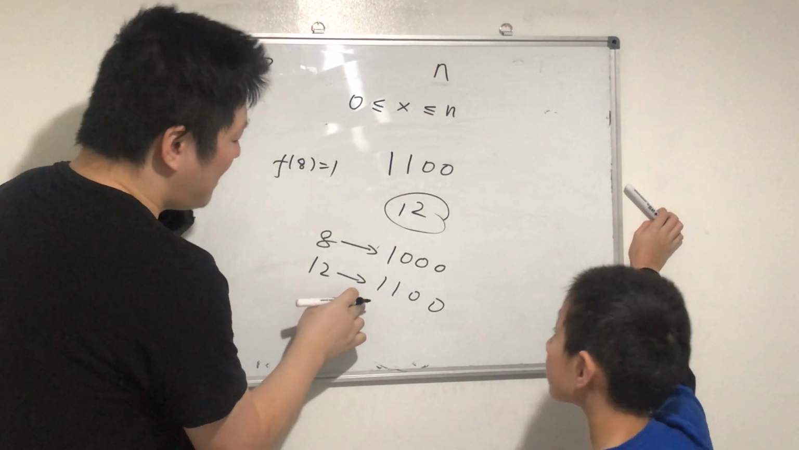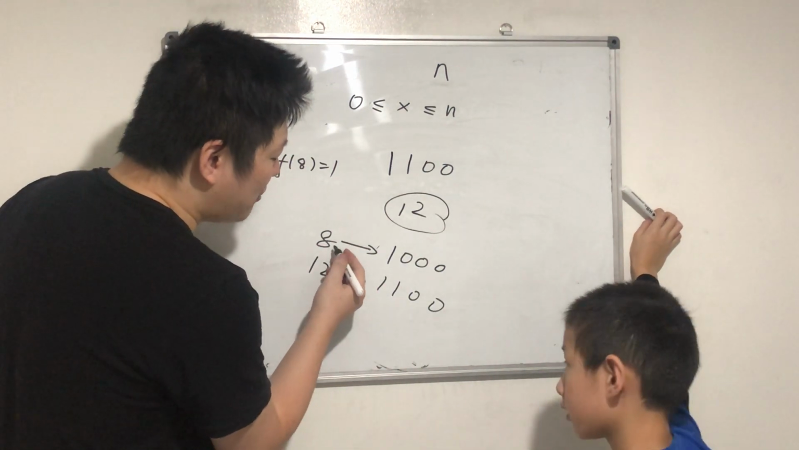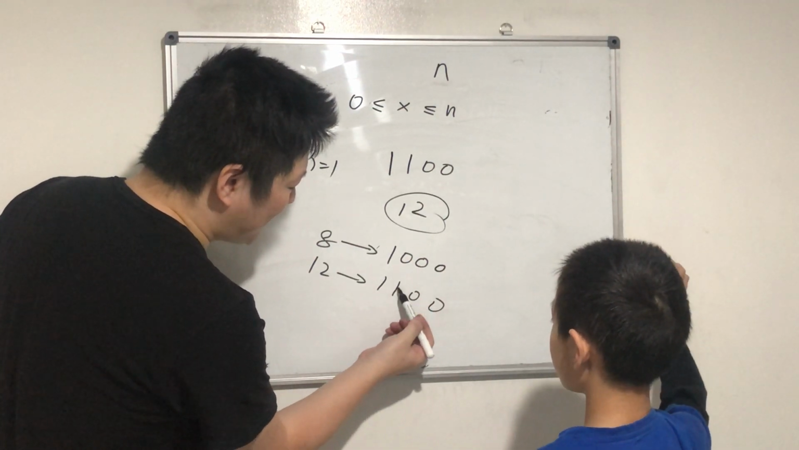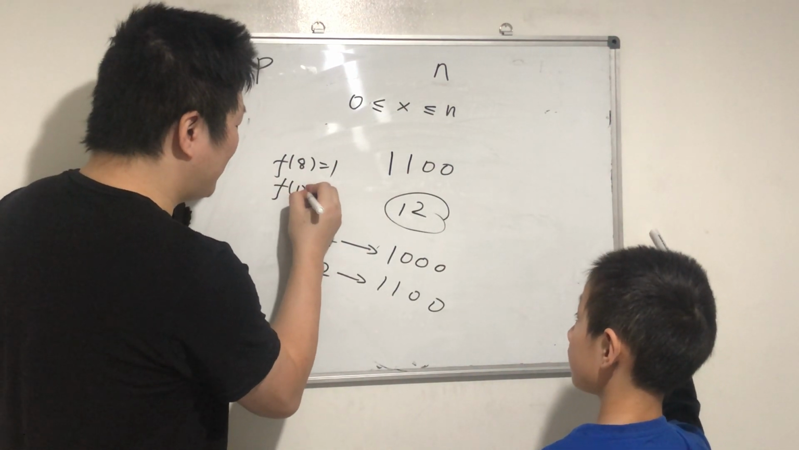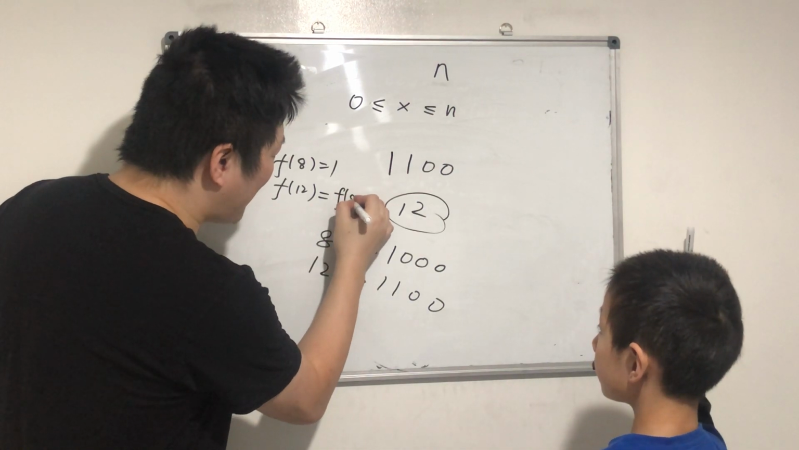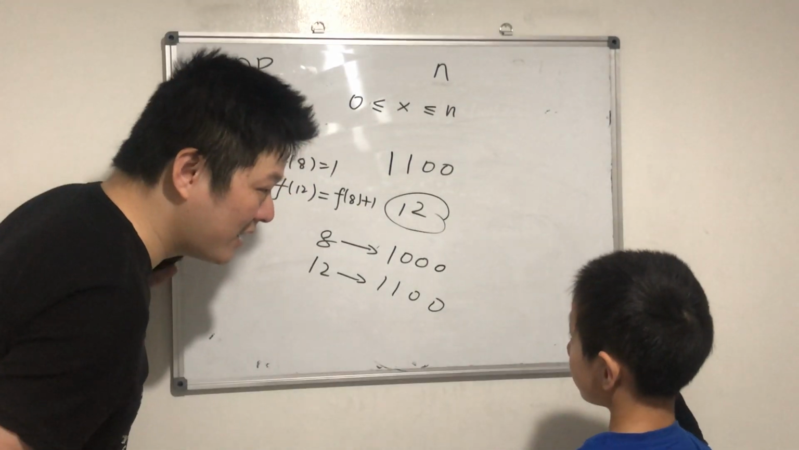And then you know 12 is one single bit more than 8. Yeah? So F12 is what? 2. And that will be F8 plus 1, right? Yeah? Do you see the problem? Dynamic programming. Do you get it?